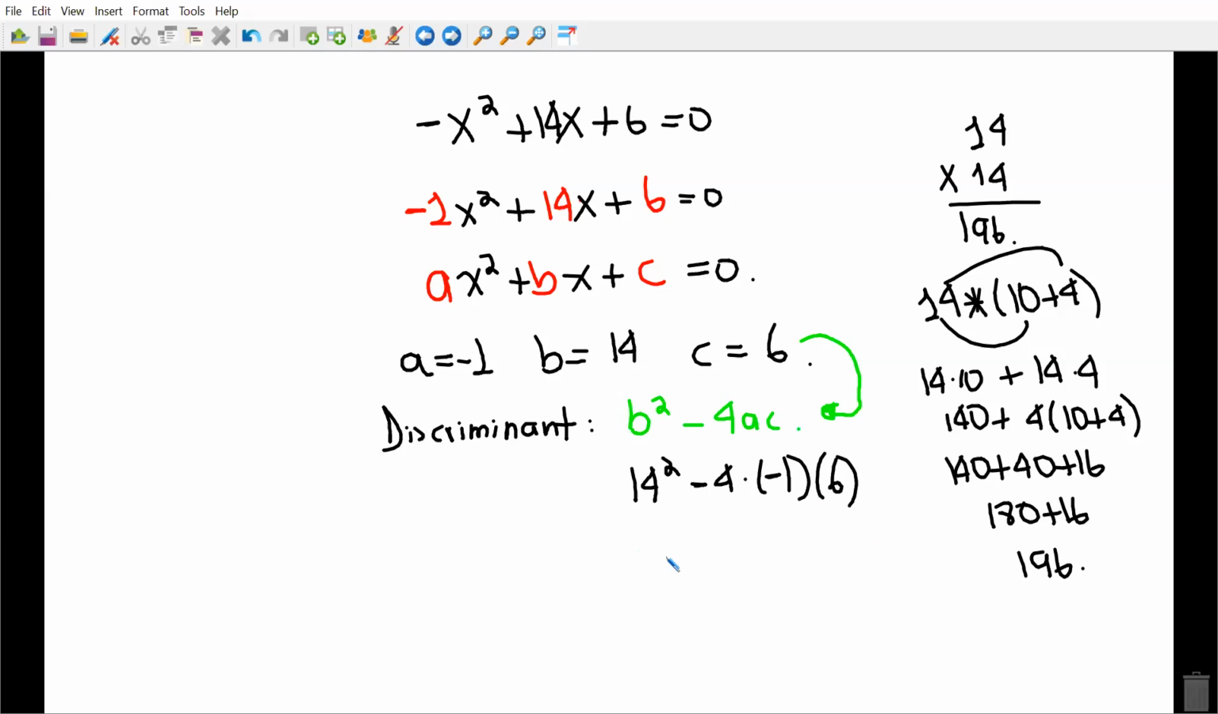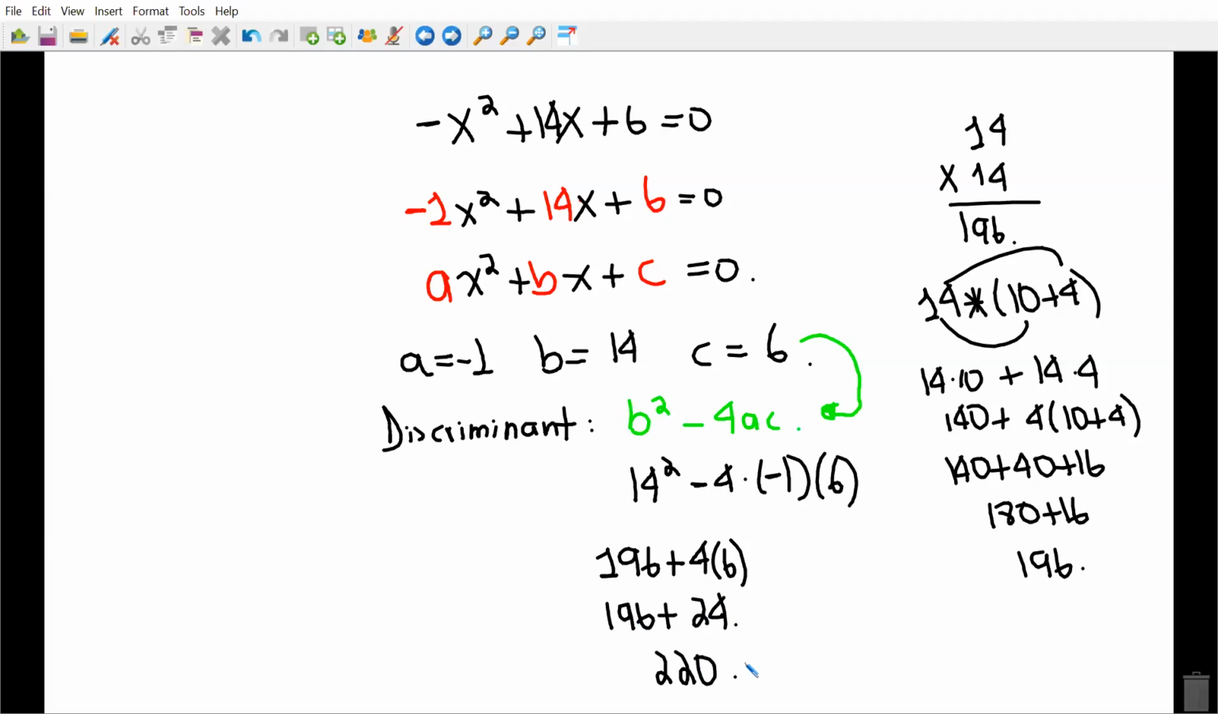14 squared, 196. Negative 4 times negative 1, positive 4. And positive 4 times 6, guys, 24. And 24 plus 196, 220.